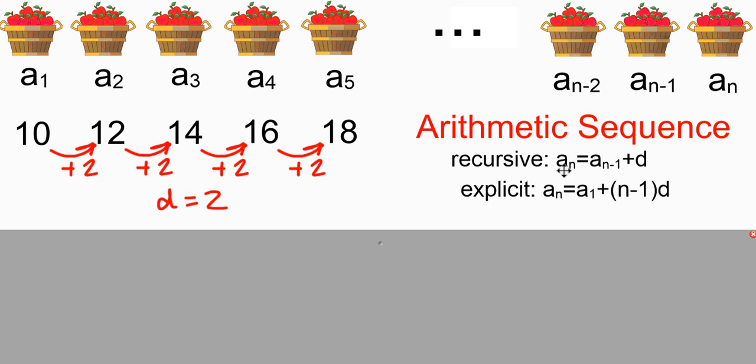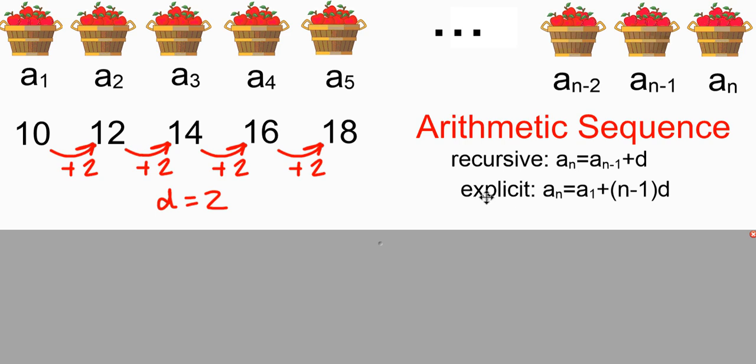The recursive formula says I'm going to find the nth term using the one right before it, and then I would just add 2 to that. So if I told you that the 99th term was 400, you'd know to just add 2 and you get 402. That's how you do it recursively. Take whatever you had previously and add 2.